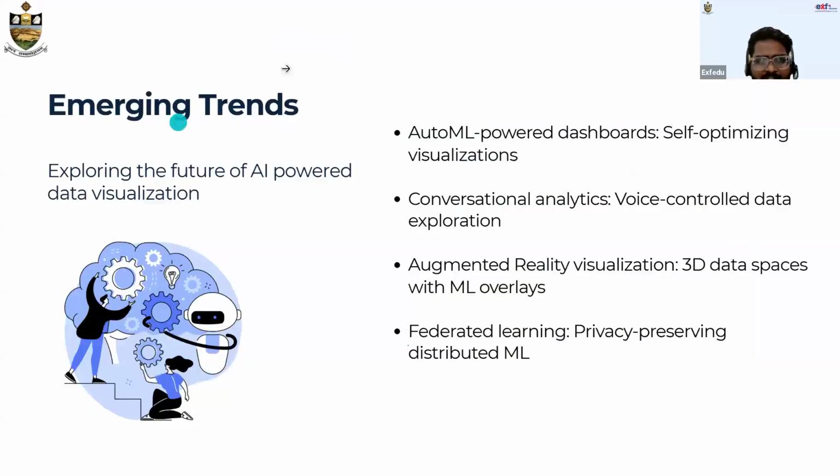And right now we have just covered the emerging trends. So how AutoML, so the machine learning is integrated with your data visualization. So it's like self-optimizing visuals and conversational analytics, which are voice-controlled analytics even. So you can just explore what's happening, and you can find patterns and trends with your voice itself. And augmented reality vision, you have an idea about how Apple Vision Pro and other VR and AR related things are evolving right now. So you can just interact with your visuals itself.